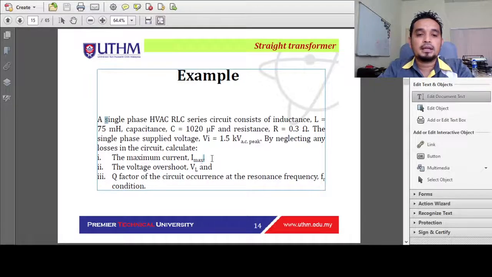Okay, how can we calculate the Imax? Imax can be calculated when we achieve the Imax.